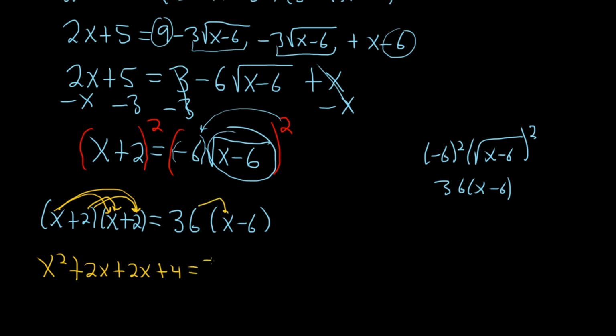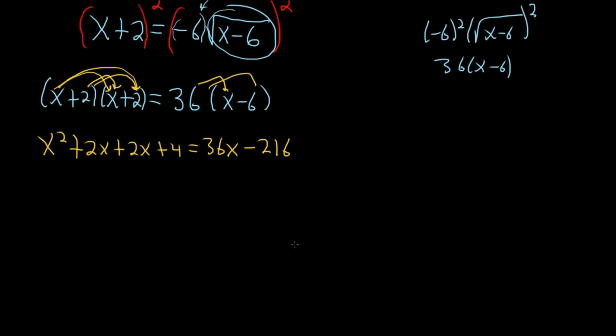36 times x is 36x. And I think 36 times 6 is 216, but let me just quadruple check. I'm like 99% sure. Yep, 216. Just didn't want to mess up this far into the video. So let's combine like terms. x squared. 2x plus 2x is 4x. And then we still have the 4. And then here we have 36x minus 216.